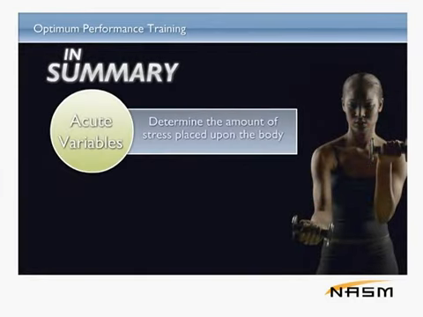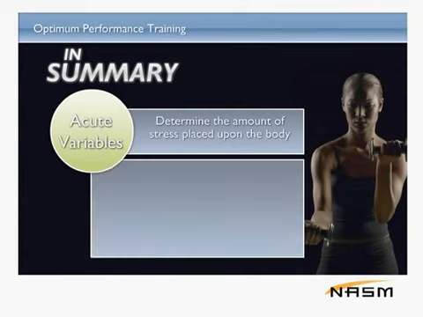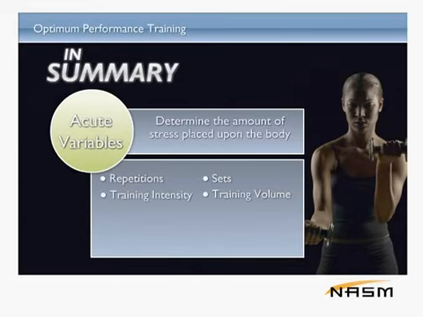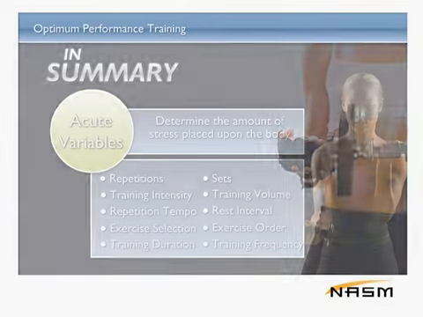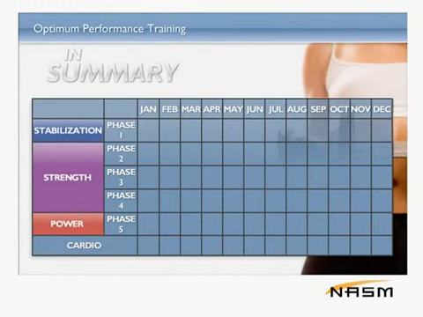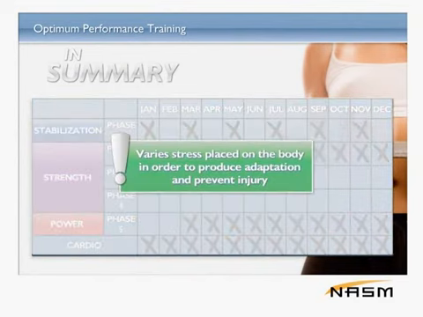Acute variables determine the amount of stress placed upon the body and, ultimately, what adaptation the body will incur. Acute variables include repetitions, sets, training intensity, training volume, repetition tempo, rest interval, exercise selection, exercise order, training duration, and training frequency. Planned fitness training, or periodization, shifts the focus of a training program at regularly planned intervals of time to vary stress placed on the body in order to produce adaptation and prevent injury.